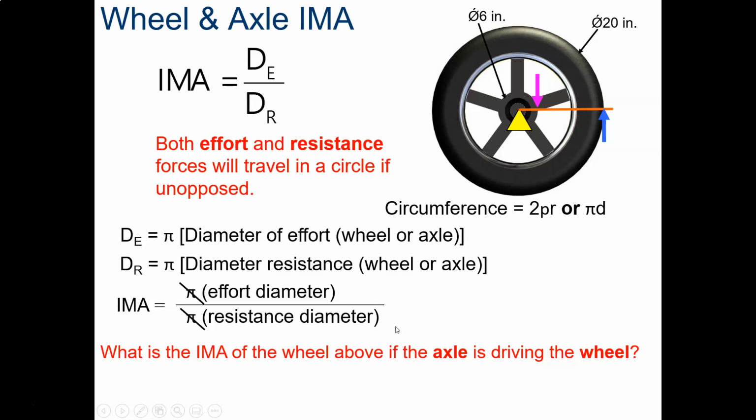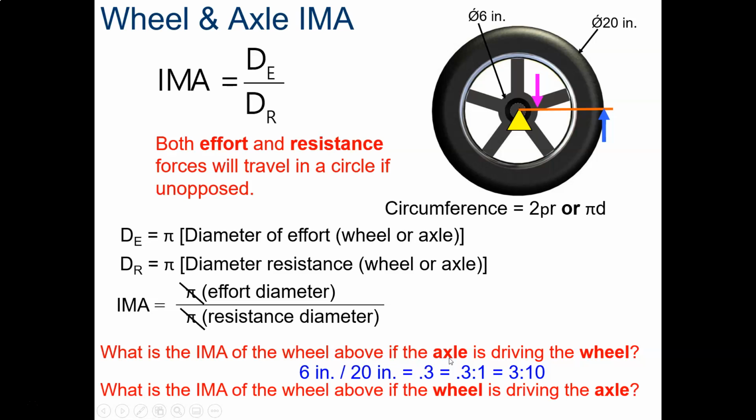So what is the IMA of the wheel if the axle is driving the wheel? Okay, so the axle is driving the wheel. That means that our effort is on the axle. So our distance of effort is the axle, 6 inches, over the diameter of the resistance, which is the wheel, which is 20. So our IMA is going to equal 0.3. If we flip this and we have the wheel driving the axle, our effort and resistance are going to flip, so it's just going to flip to 20 over 6, so it'll be 3.33.